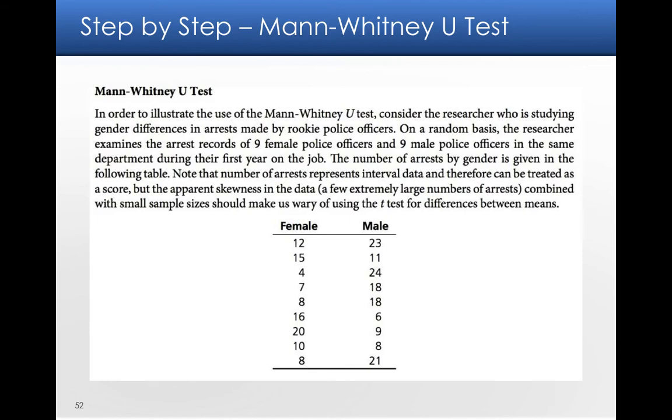Okay, so on a random basis, a researcher examines the arrest records of 9 female police officers and 9 male officers in the same department during their first year on the job. Number of arrests by gender is given in the following table. Note that the number of arrests represents interval data and therefore can be treated as a score, but because it's skewed, right, and it has small sample, we really don't want to use a t-test here.